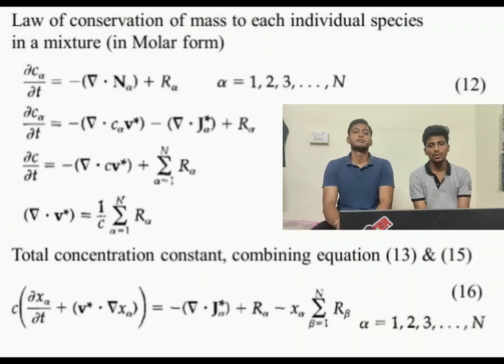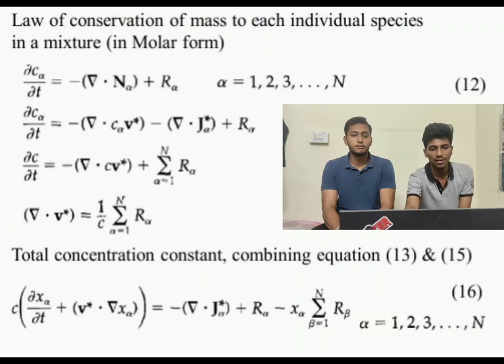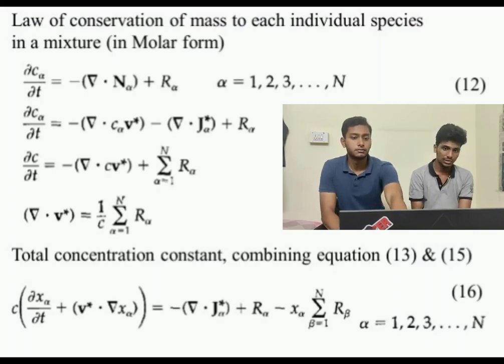The convective transport, which is C times V star into del dot x alpha. This represents the movement of species with the bulk flow of the fluid based on molar average velocity. If the mixture moves, mole fraction changes, even if there is no reaction.